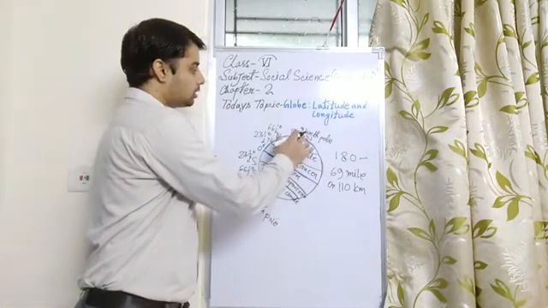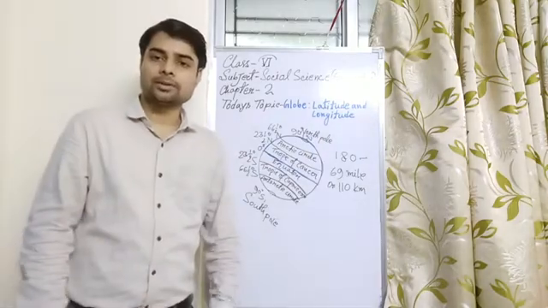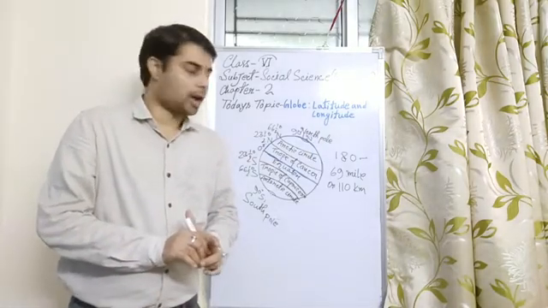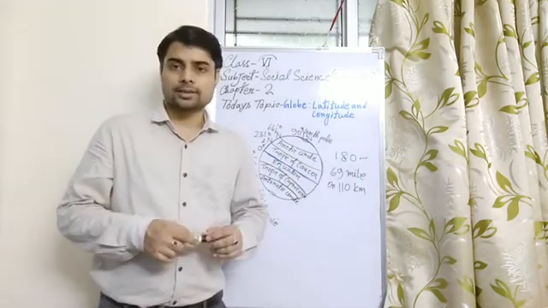So these are the main 7 latitudes. I hope you have understood this subunit. Next we will discuss another subunit.